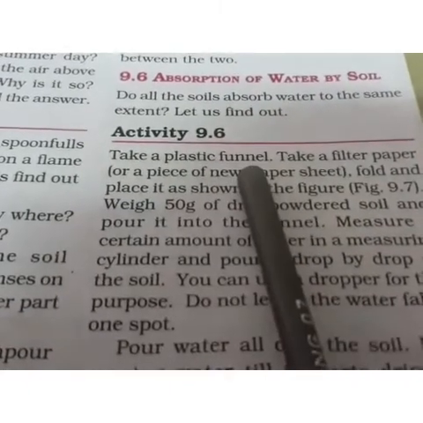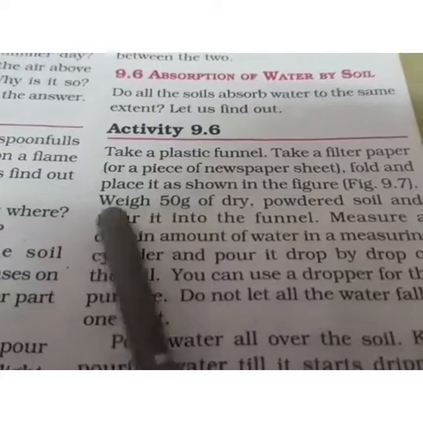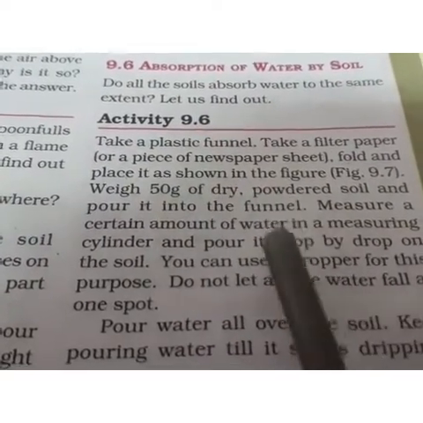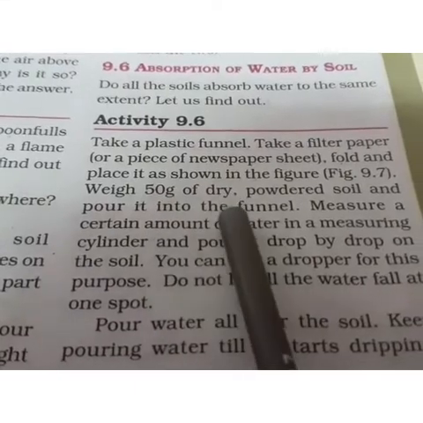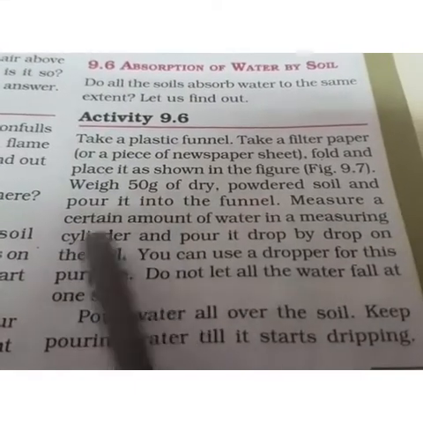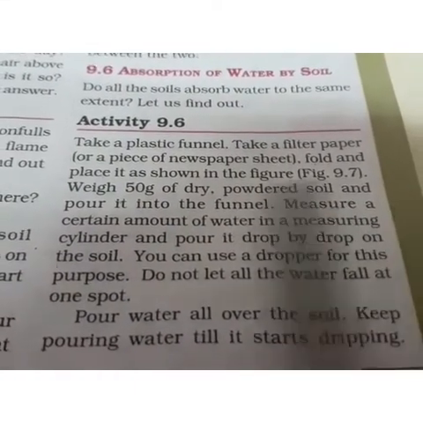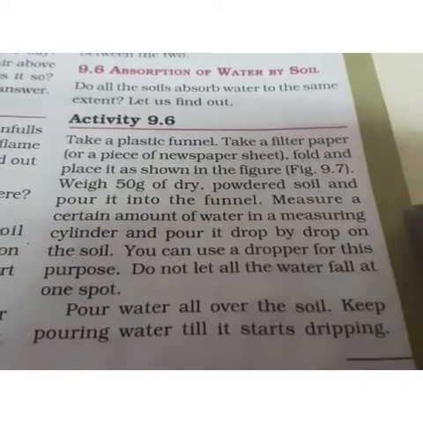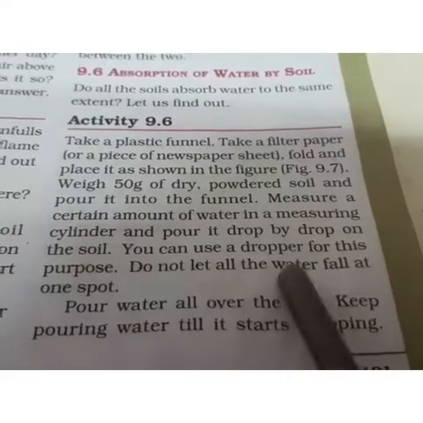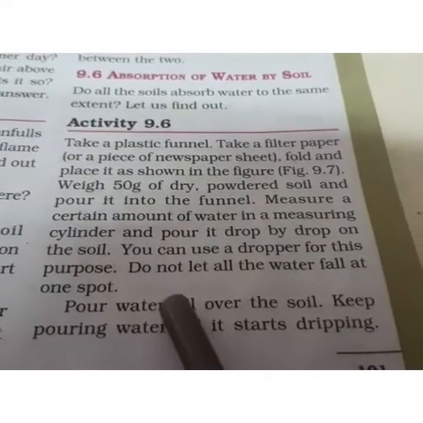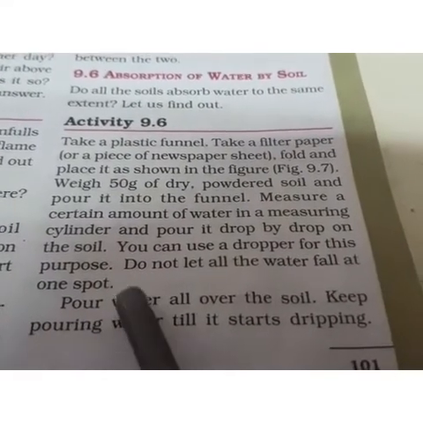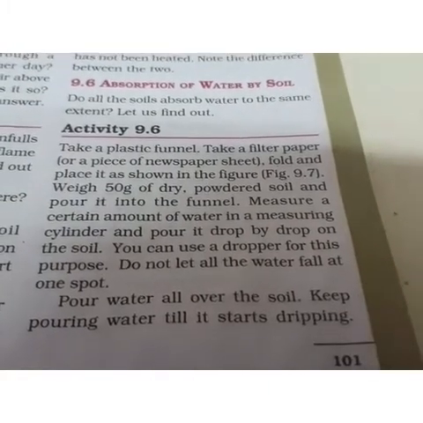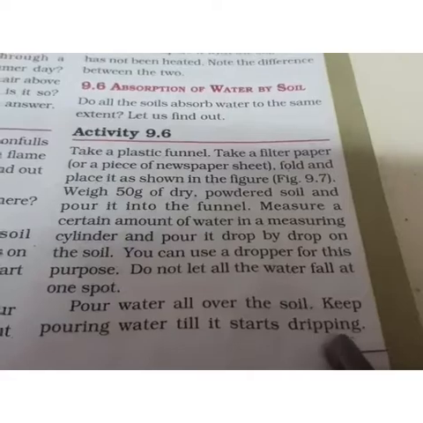Take a plastic funnel, take a filter paper or a piece of newspaper sheet, fold and place it as shown in the figure. Weigh 50 grams of dry powdered soil and pour it into the funnel. Measure a certain amount of water in a measuring cylinder and pour it drop by drop on the soil. You can use a dropper for this purpose. Do not let the water fall at one spot. Pour water all over the soil. Keep pouring the water till it starts dripping.